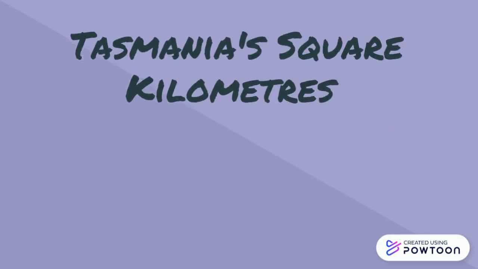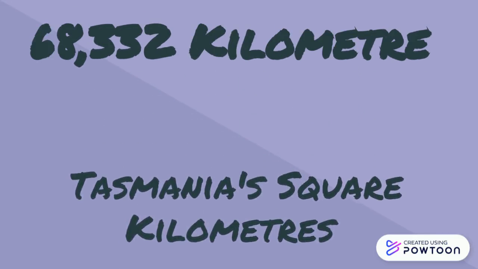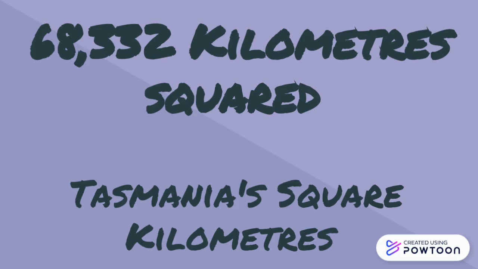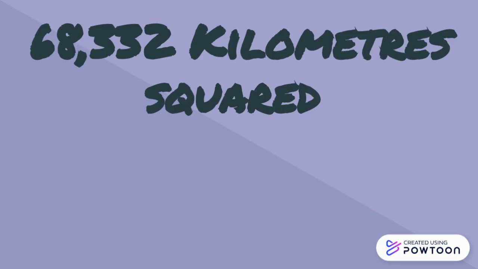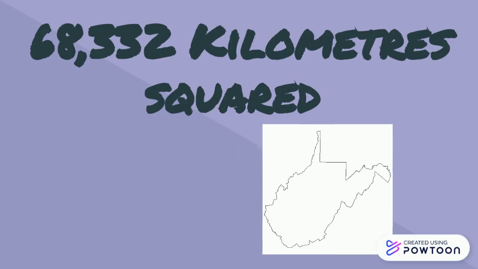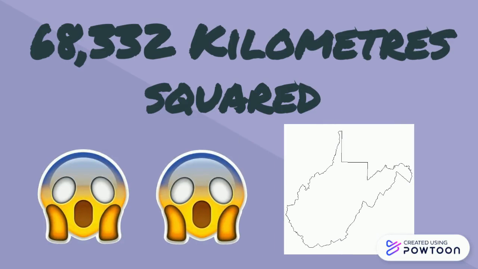Tasmania square kilometers. Tasmania is 68,332 kilometers squared. That is pretty big. Think of West Virginia shown here. It is in fact bigger than that. Your mind must be blown.